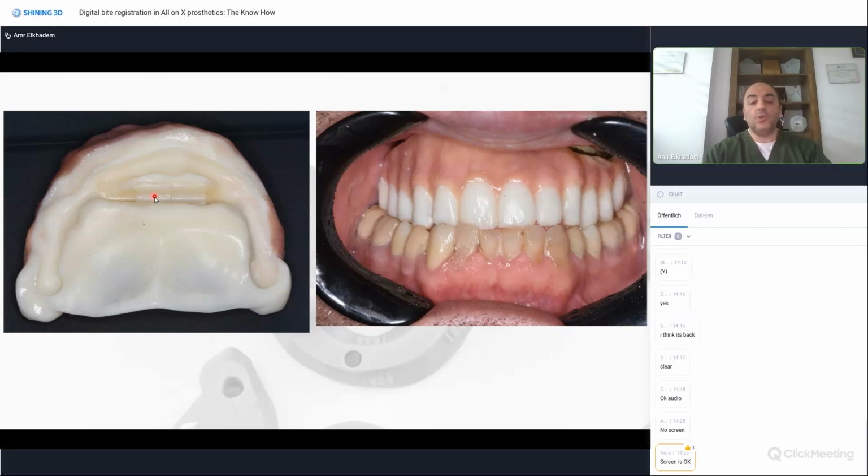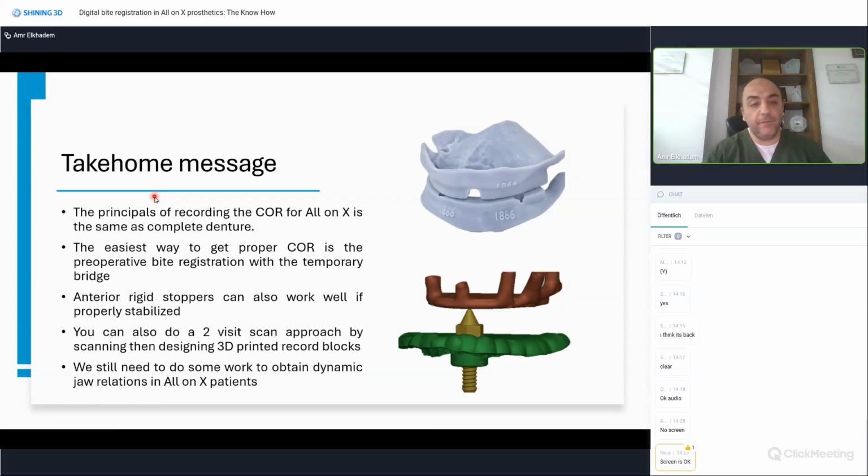So my take-home message today for everyone is that recording the centric occluding relation, the bite registration for all on X, have the same principles of doing a complete denture. We have to understand that I need to record the centric at the proper vertical dimension based on the facial measurements. The best way to do it if you have the patient template. This is the most reliable way.